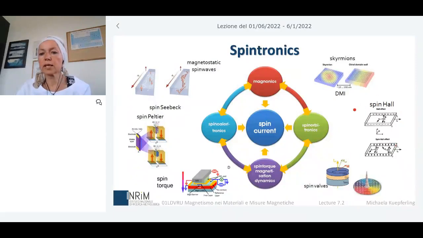Spin-orbitronics is also related to the spin Hall effect, and this is the effect nowadays used to reveal spin currents, so the inverse of the spin Hall effect, and we will also see this effect at the end of the lecture.